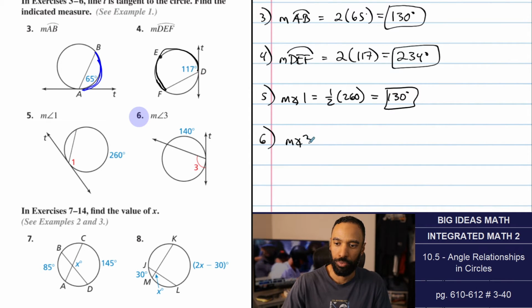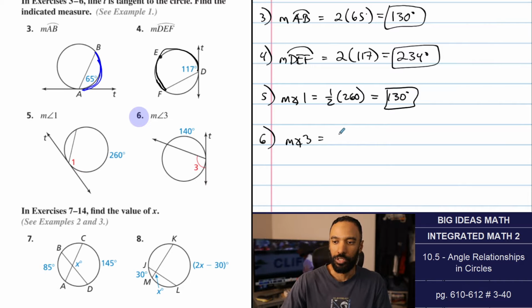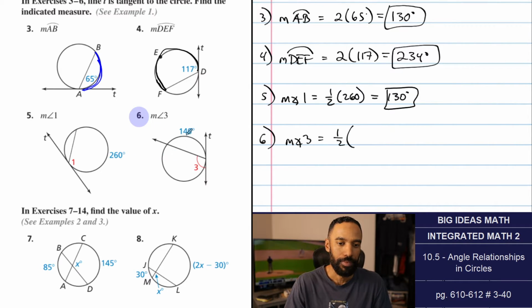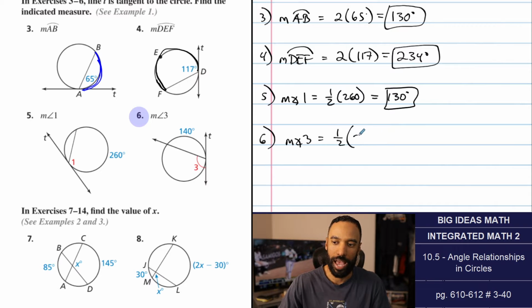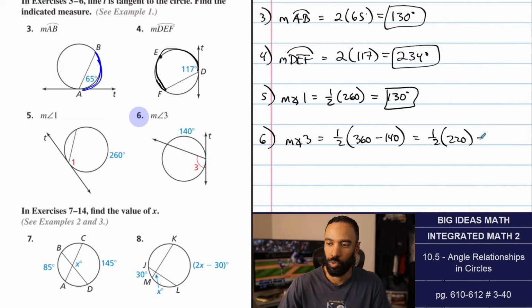Measure of angle 3. You have two options. You can either do half of, see, the 140 is this angle, or this arc right here. I need to find that arc. So if I find that arc, I can take half of it. How do I find this arc? Got to subtract 140 from 360. So I can do 1/2 of 360 minus 140, which is half of 220, which is 110 degrees.